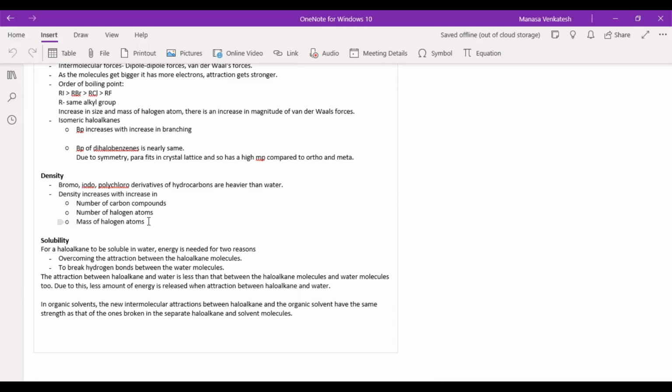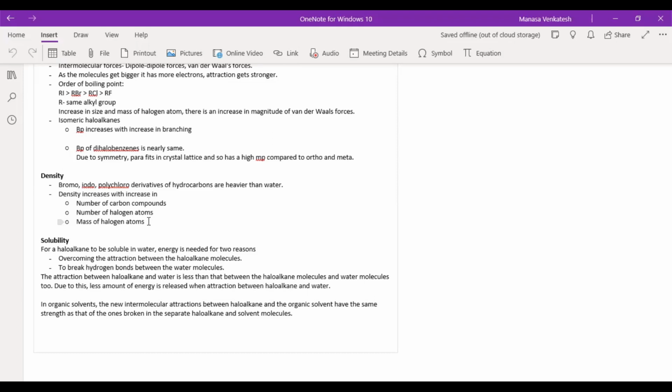The last is solubility. For a haloalkane to be soluble in water, energy is required. There are two things that have to happen. First of all, as we know, there will be some amount of interaction between the alkyl halide molecules, as we studied above, and this is affecting the boiling and melting point.